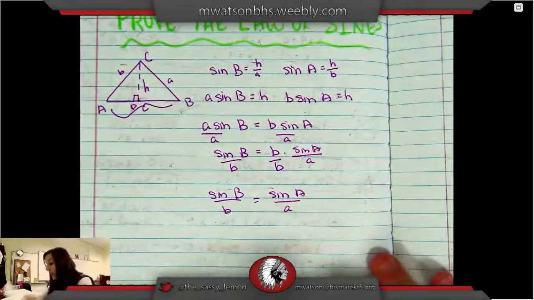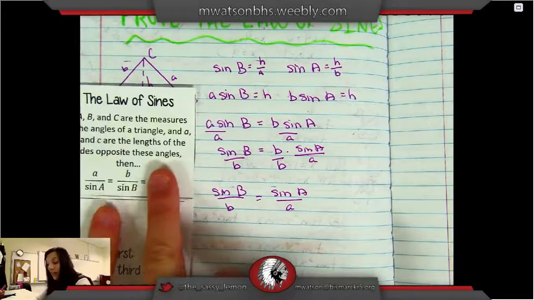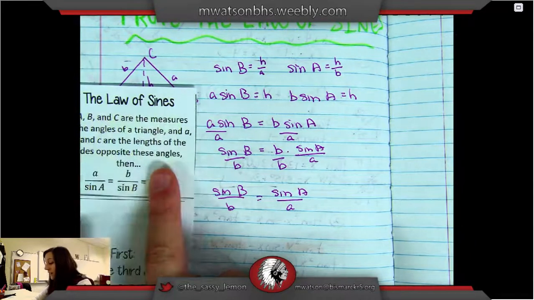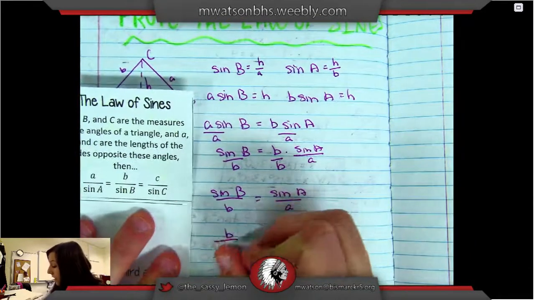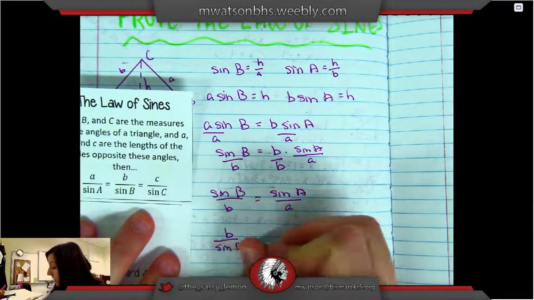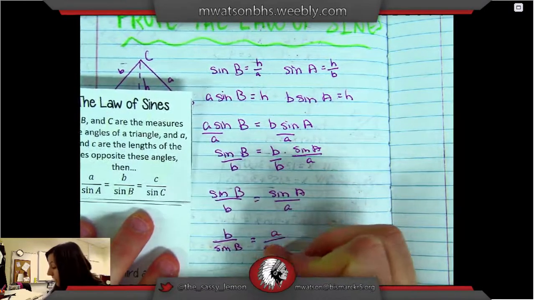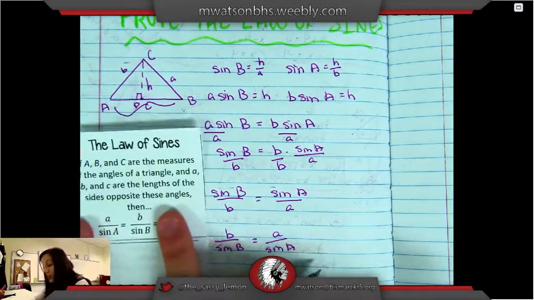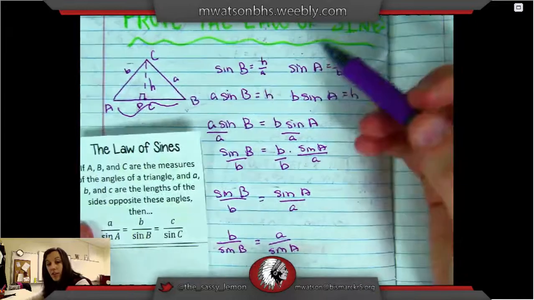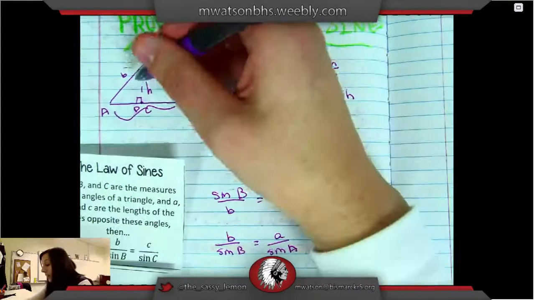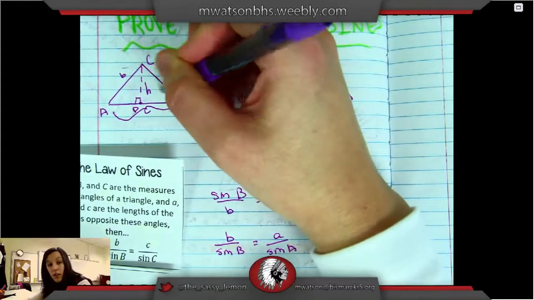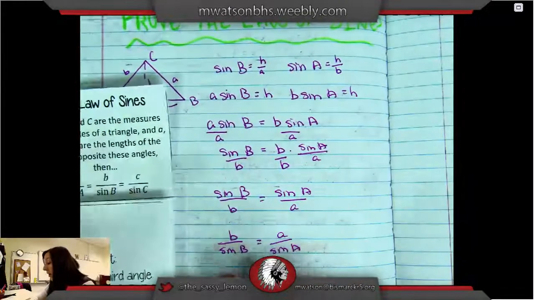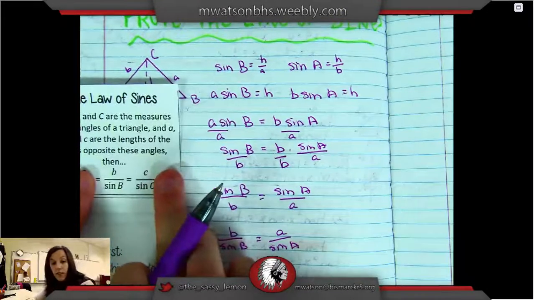Which is the exact same thing as we have here, just flipped over. So these are actually the same thing. We can rewrite it as B over sine of B equals A over sine of A. And voila, we found one portion of the law of sines. And you can continue to do this proof three different ways, using the altitude here and using the altitude here. And you would get all three parts of this formula.